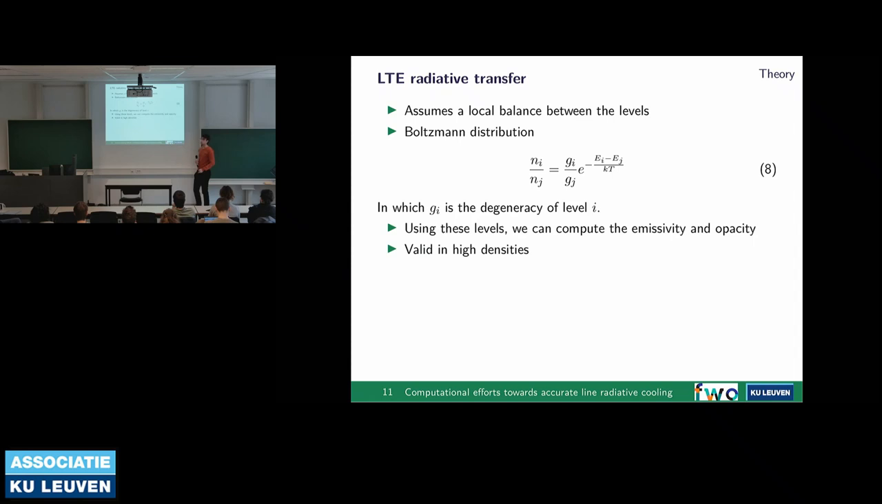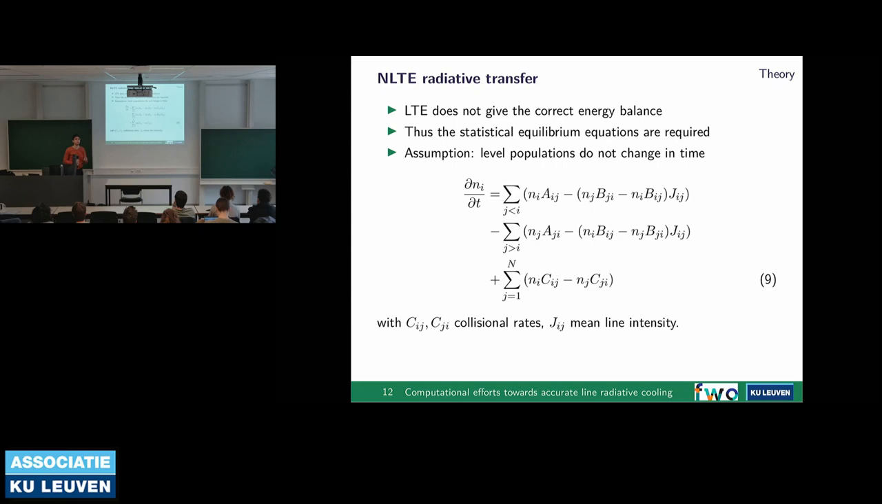So let's get on to LTE radiative transfer. In this, we make the assumption that there is everywhere a local balance between the energy levels given by statistical thermodynamics. Statistical thermodynamics gives us this Boltzmann distribution, from which we can easily derive what the fraction of each level must be. Using these levels, we can just plug them into our line emissivities and line opacities. We can compute total emissivities and total opacities. But remember, this is only valid at high densities, and it does not give us a correct energy balance. So we need a non-LTE line radiative transfer.